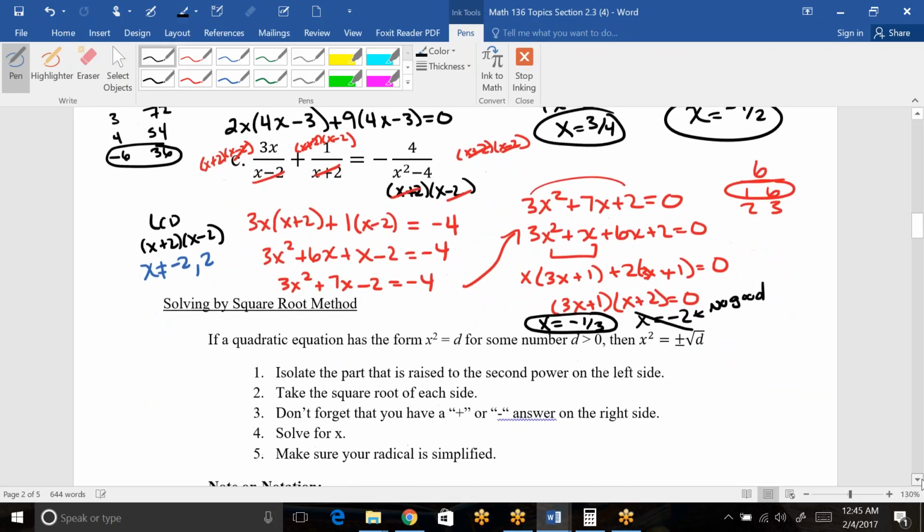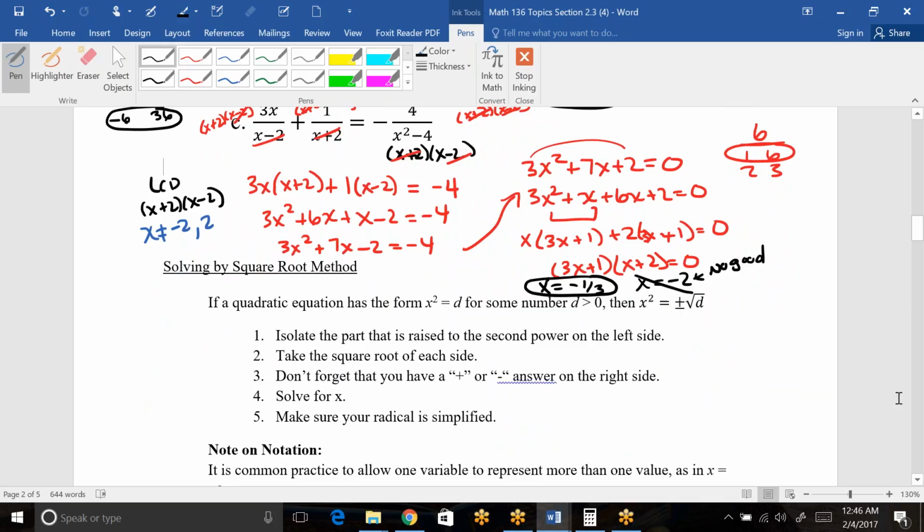Okay, the only other thing I wanted to cover ahead of time, and I'm not going to do all of these because I want to start off with one of them in class, is the square root method. If you have a quadratic equation, it has to be in a very specific form: something squared equals a number. So whether that be an x squared or an x plus 2 squared, something squared equals a number.